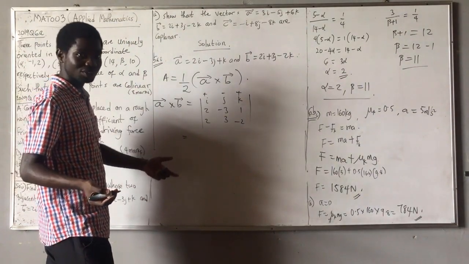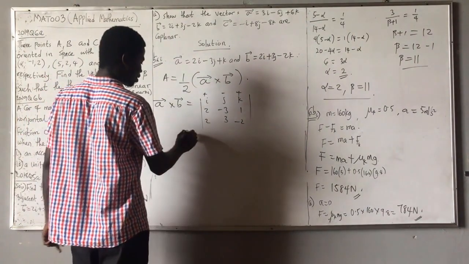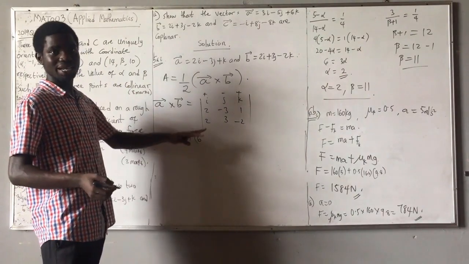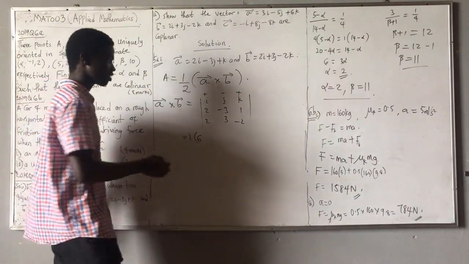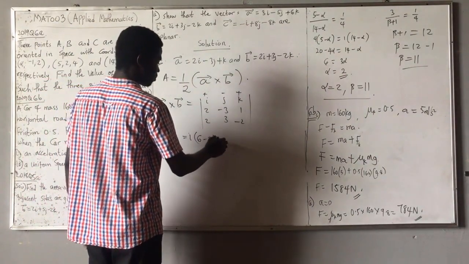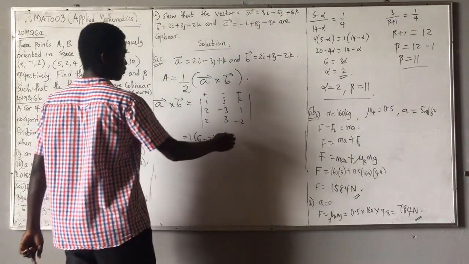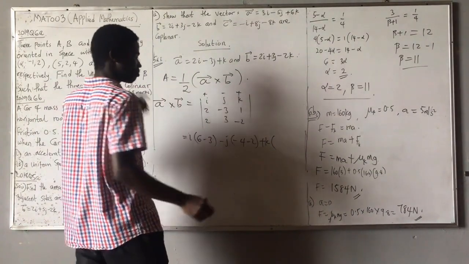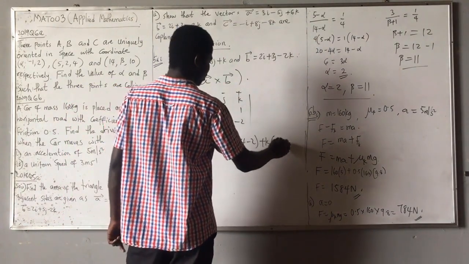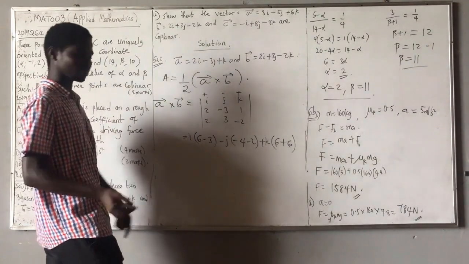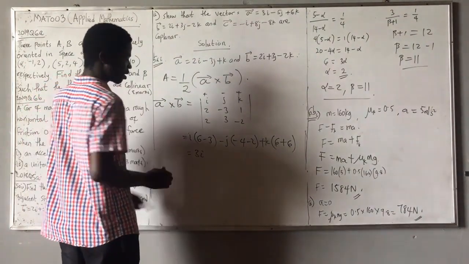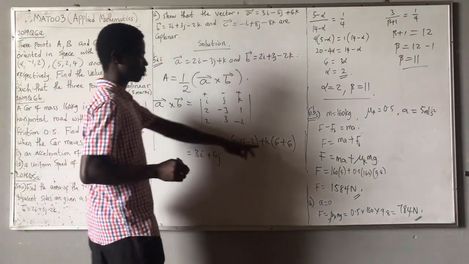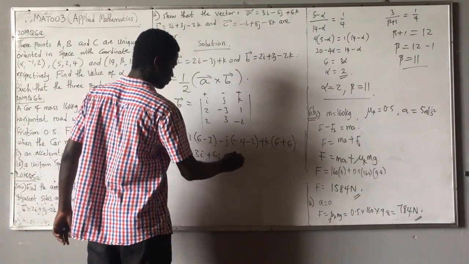We are doing matrices, we are doing determinants. So this is I. This times this, that is 6. I'm not wasting time, what I'm just doing here is determinants and matrices. 6 minus 3, minus J times minus 4 minus 2, plus K. So 6 minus 3 is 3, that is 3I. Minus 4 minus 6 gives plus 6J. 6 plus 6 is 12, plus 12K.